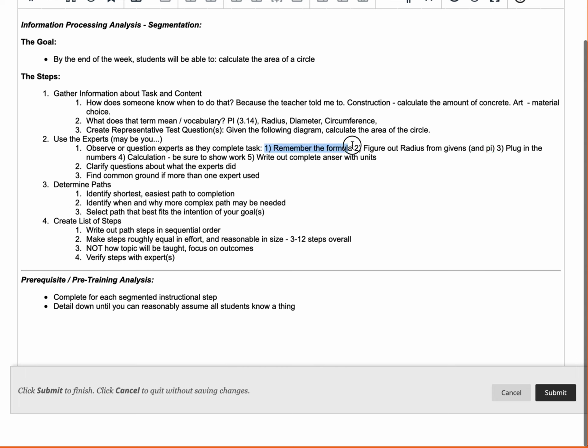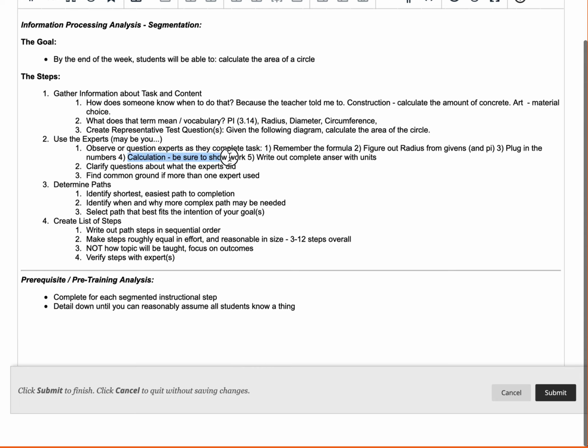A prerequisite for this first step, remember the formula, would be the formula. Unless you're planning on teaching them the formula, if this is the first time they've ever done the area of a circle, then your first step may have to be teach them the formula for this. But if you've already gone through a bunch of geometry formulas, then to do this particular thing, the prerequisite would be knowing the formula for the area of a circle. That would be a piece of information they would need to know.